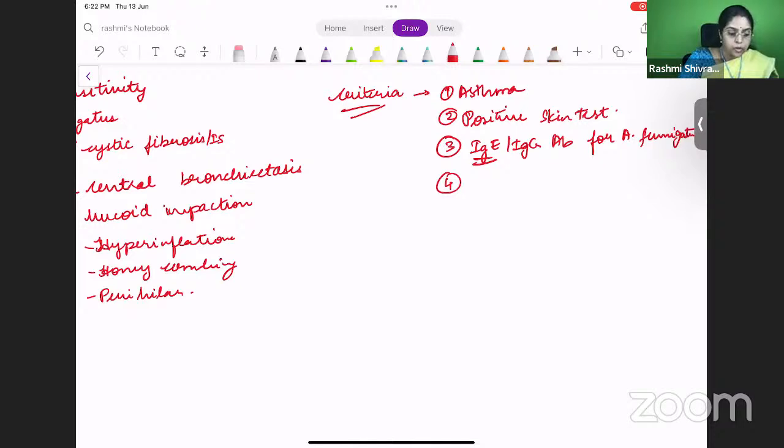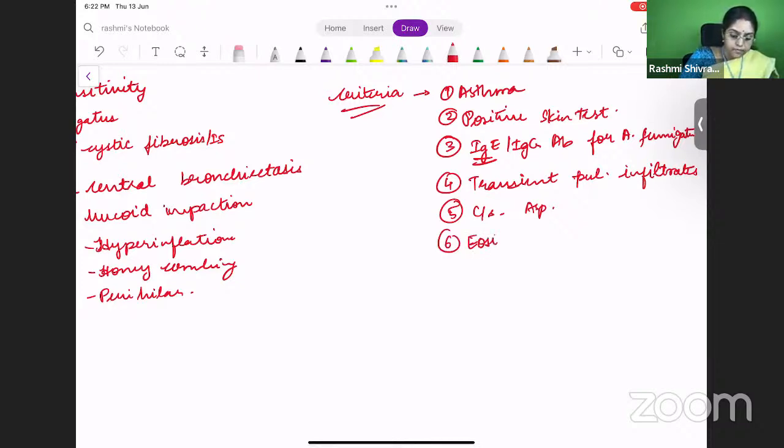The fourth point is there will be transient pulmonary infiltrates. I told you in the X-ray findings you will have pulmonary infiltrates. The fifth is sputum culture positive for Aspergillus. And the sixth point is you will have eosinophilia plus IgE elevation. Eosinophilia and the total IgE will be elevated.